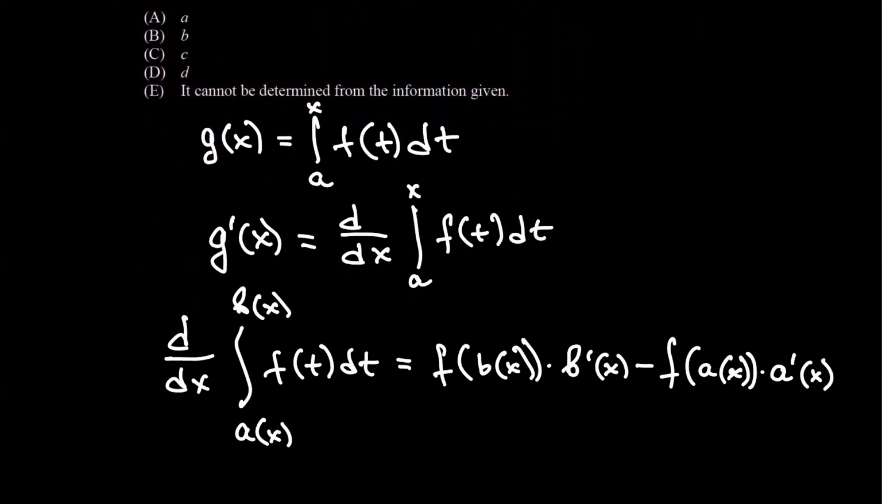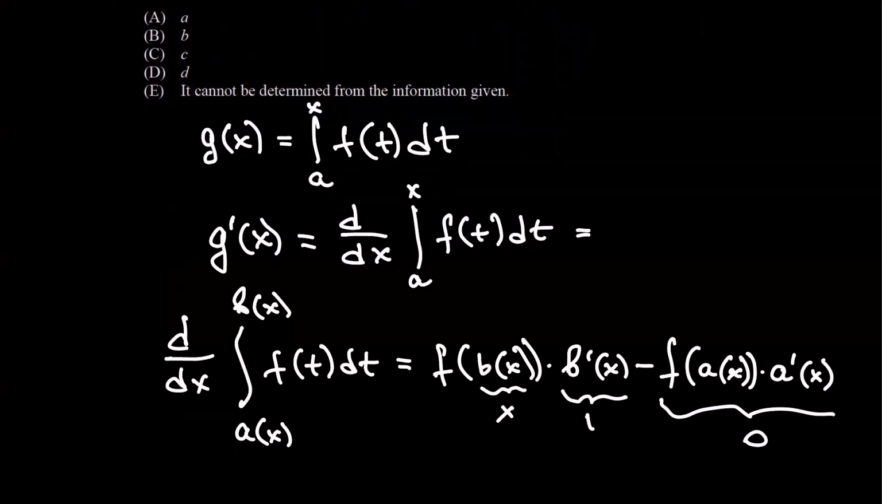So in our case, a is just a constant, so the derivative is 0. So this second term is 0 in our case. b prime of x is the derivative of x, which is just 1. b of x is just x. So in our case, this is equal to just the function at the value of the upper limit, f of x. So I note that this implies that the relationship between g of x and f of x is that f of x is simply the derivative of g of x.